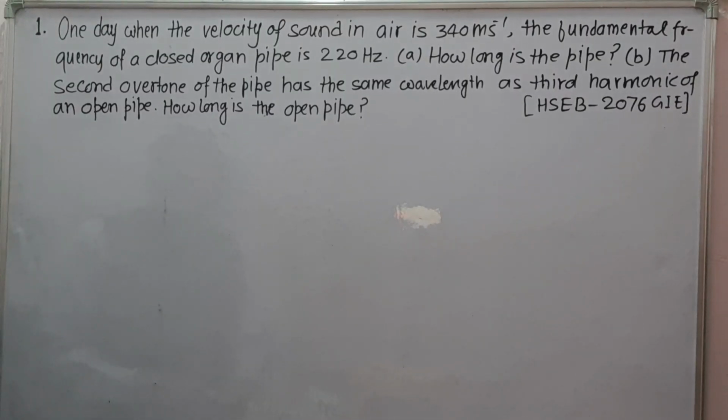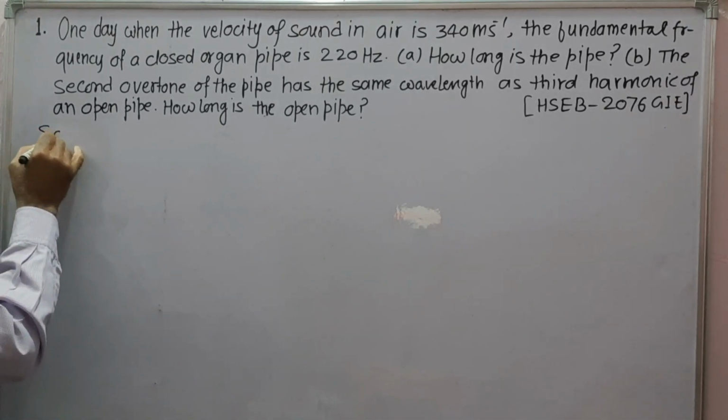First question is, one day when the velocity of sound in air is 340 meter per second, the fundamental frequency of a closed organ pipe is 220 Hz. How long is the pipe? Second, the second overtone of the pipe has same wavelength as third harmonic of an open pipe. How long is the open pipe?